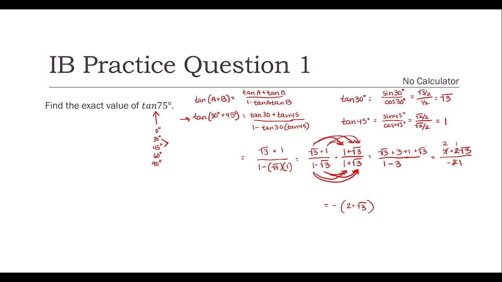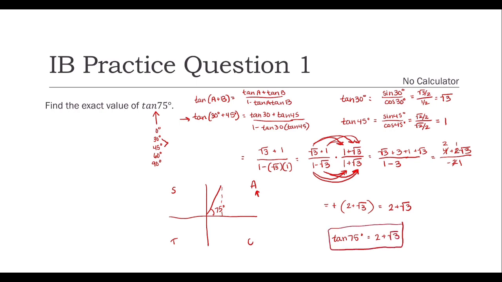So we want to make sure that our sign is correct, like it's positive or negative if it needs to be. So our tangent of 75 degrees would be in quadrant 1. And in quadrant 1, everything is positive. With our all students take calculus, all of them are positive in our first quadrant. So our tangent should be positive. So we're going to do 2 plus the square root of 3. We're going to get rid of that negative. So our tangent of 75 degrees equals 2 plus the square root of 3. And that's your answer.